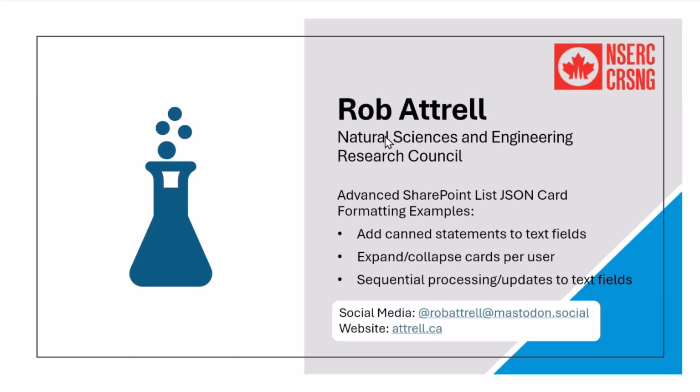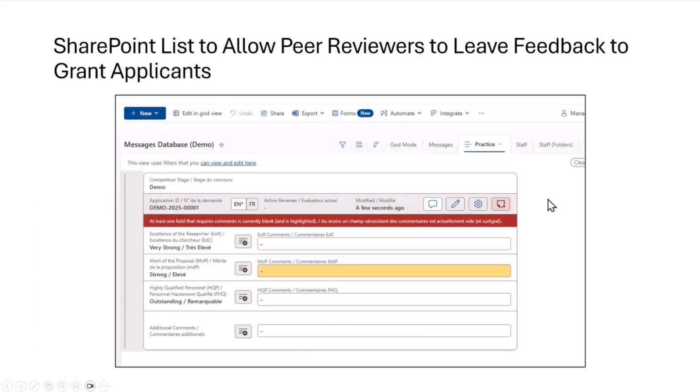Just to give you a little bit of background on why I'm doing this, I work for a government organization called the Natural Sciences and Engineering Research Council. We give out grant money for science and engineering research projects. As part of our peer review, once we assess an application, the researchers' peers give them scores, and then we want to give them feedback on their applications.